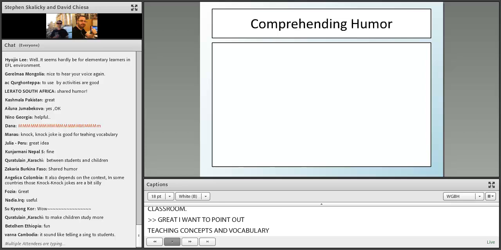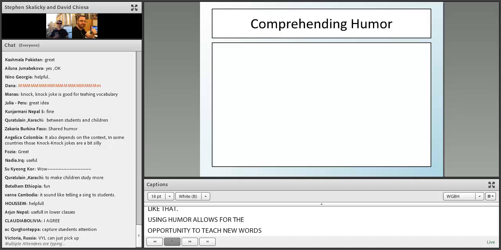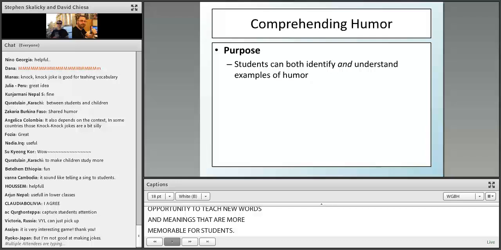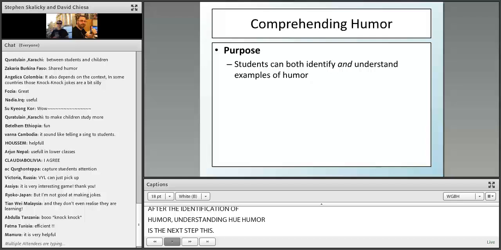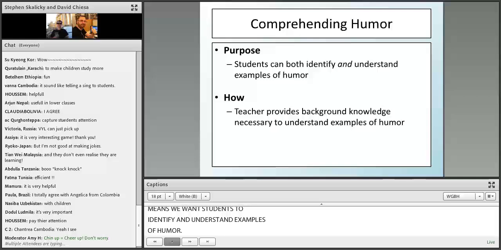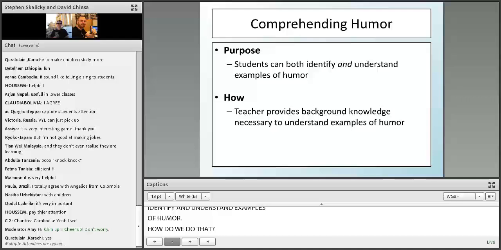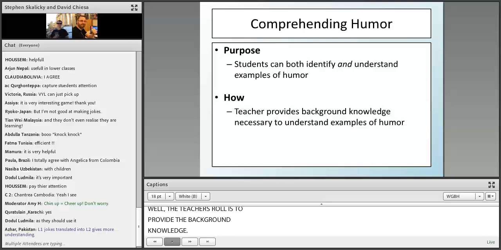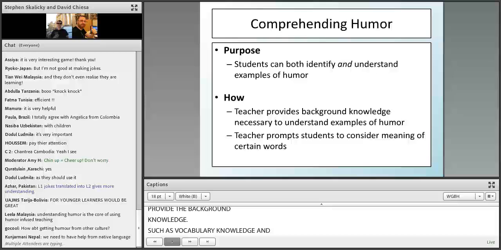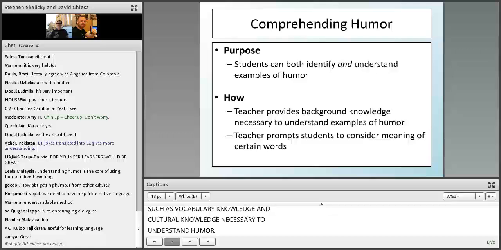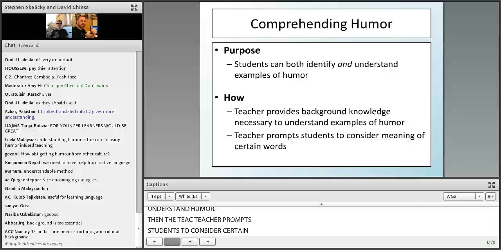So after the identification of humor, comprehending or understanding humor is the next step. And this means we want students to be able to identify and understand examples of humor. How do we do that? Well, the teacher's role will be to provide that background knowledge, such as vocabulary knowledge and perhaps even cultural knowledge necessary to understand the examples of humor. And then the teacher prompts students to consider meanings of certain words or phrases and how they may be triggering the humor. And one way to do this that works well was in the pre-webinar reading.